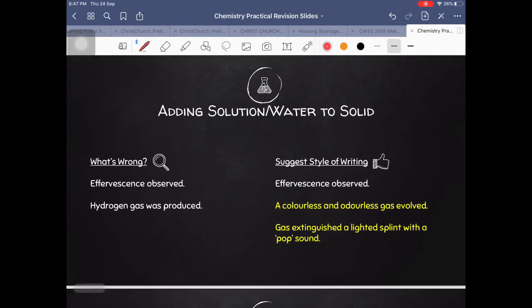The first one, effervescence observed, hydrogen gas was produced. This is very similar to the previous example. Hydrogen gas is actually a conclusion. So a suggested style of writing would be, effervescence was observed, and a colorless and odorless gas was evolved, and you will need to do a gas test on the gas evolved. If you do want to test for the presence of hydrogen gas, you would use a lighted splint. So you write that as an observation, gas extinguished a lighted splint with a pop sound.